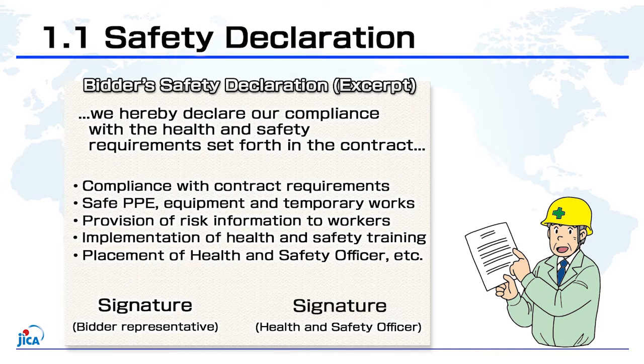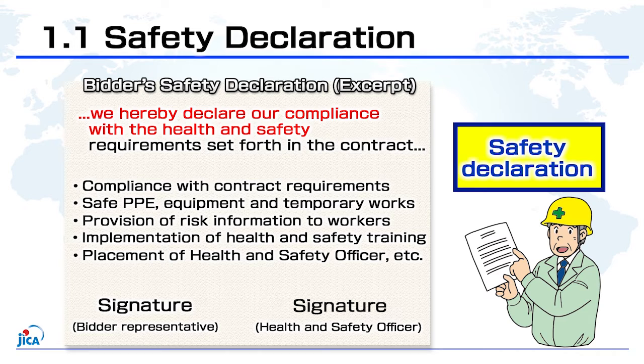The factors behind accidents include such issues as the contractor's failure to comply with laws and the contract safety requirements, insufficient safety management and measures, and the use of obsolete or poorly maintained equipment. Section 1.1 provides for the resolution of these issues by including in the contract a bidder's safety declaration, which requires the contractor's compliance with health and safety requirements.